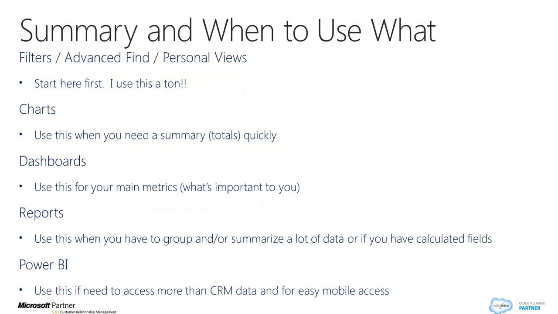All right, so to summarize, we covered 5 bullets. When would I use each of these? This is just according to Steve here. So filters, advanced find, personal views, that's where I would start. You know, question comes up, can I get it there? That's probably the easiest, quickest way to find an answer. I just use that all the time.